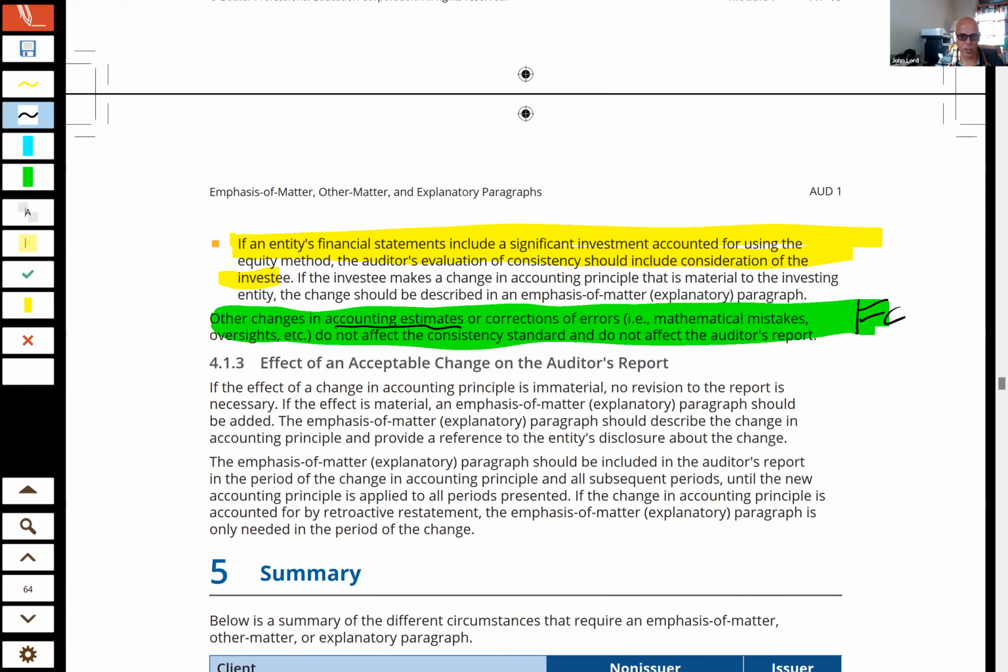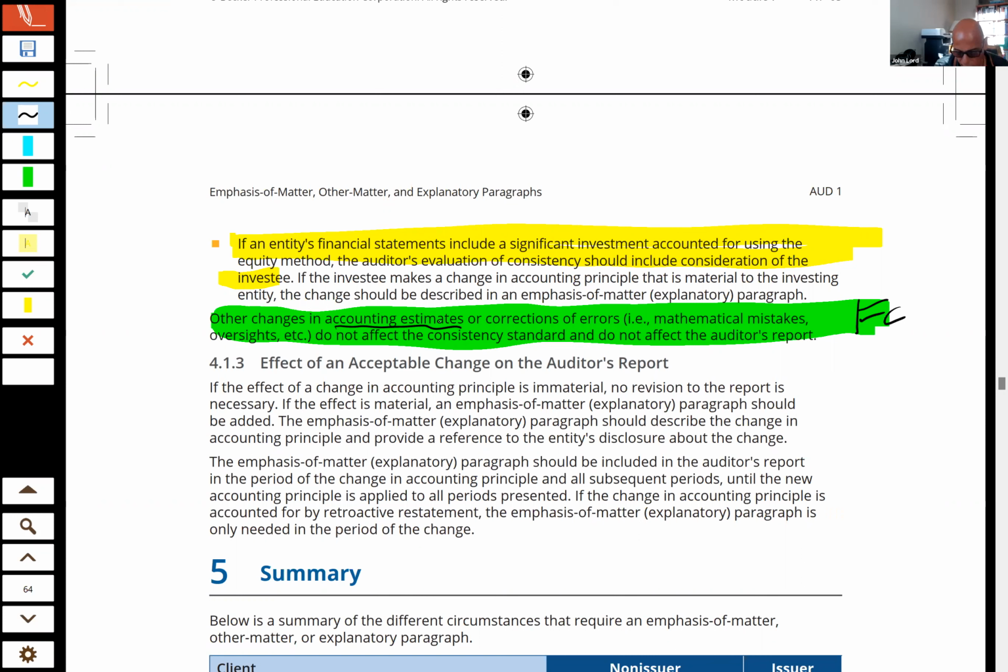Well, that's a change in accounting estimate. That does not require the explanatory emphasis of matter paragraph, because it was just a change in the estimate of how long the asset would last, not a change in the depreciation method.